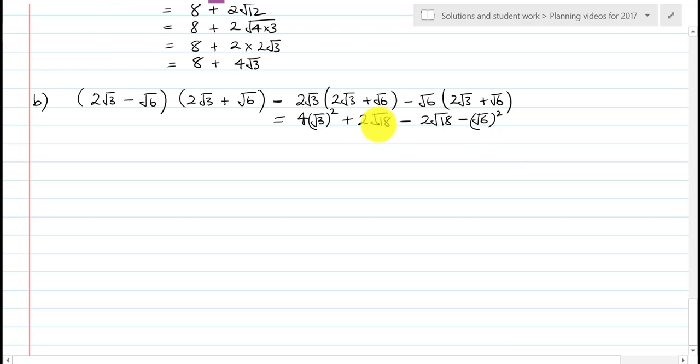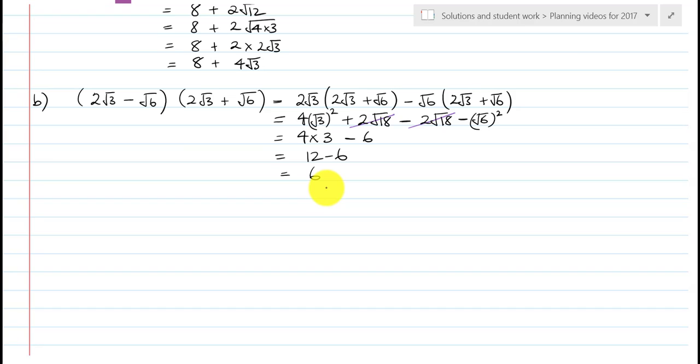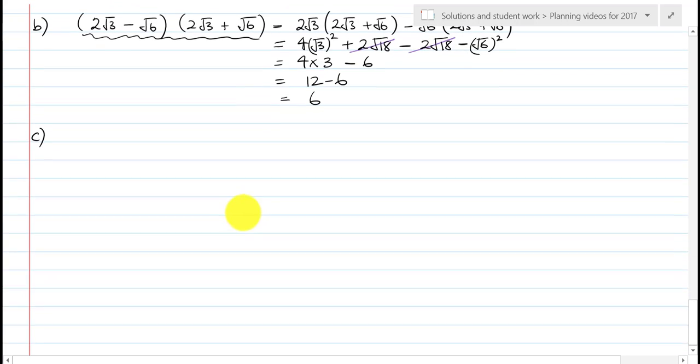Now I see here that these two terms, one's positive, one's negative, and they're the same, so they cancel out. I get 4 times 3, root 3 squared is 3, minus root 6 squared, which is 6. 4 times 3 is 12, minus 6, which is just equal to 6. And of course I don't have to worry about simplifying these surds because there are no surds to simplify. So believe it or not, this actually gives a rational answer. In fact, it gives us a natural number. So there we go.